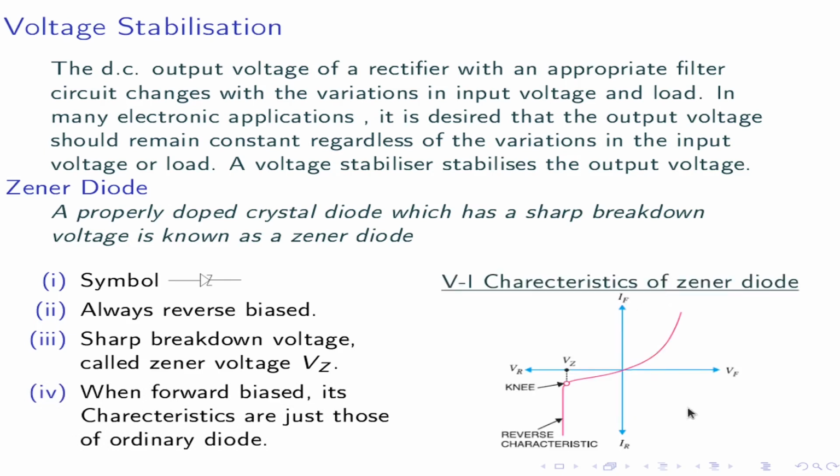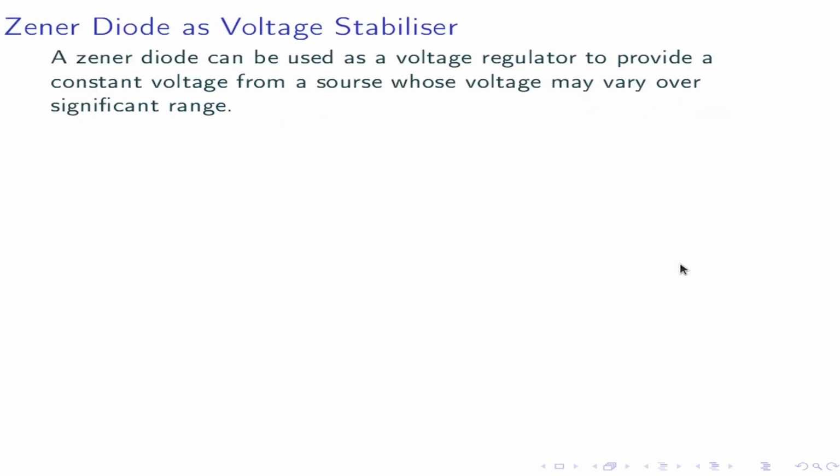This is the VI characteristic of the Zener diode. See, the first quadrant is the same as our PN junction diode, but in the third quadrant, at this point the current increases sharply but the voltage remains constant. This is called VZ, or the Zener voltage. So the voltage does not change but the current changes. So we can use it as a constant voltage source or voltage stabilizing device. A Zener diode can be used as a voltage stabilizer or regulator.